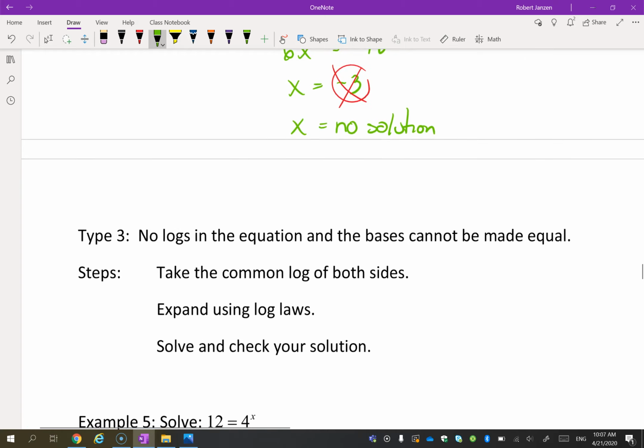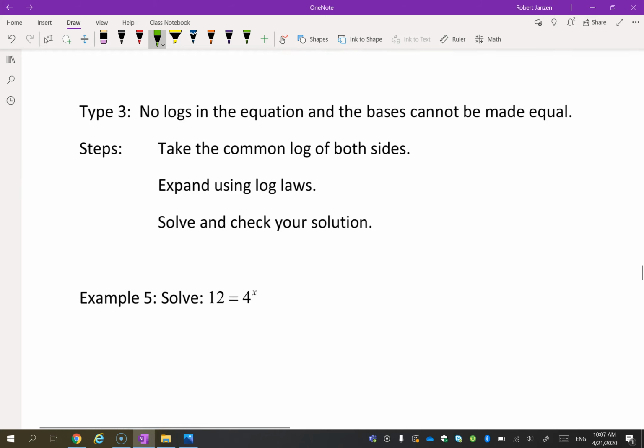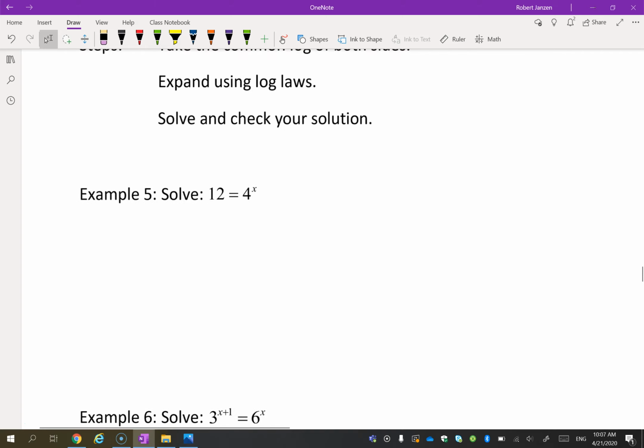We'll do type 3 now. You're going to have to get used to doing all three of these. You might want to take yourself the equivalent of two lessons to do this. So type 3 is when there are no logs in the equation. Well, why is this a log question? You're actually going to use logs because these are ones where the bases cannot be made equal. So take a look at this.